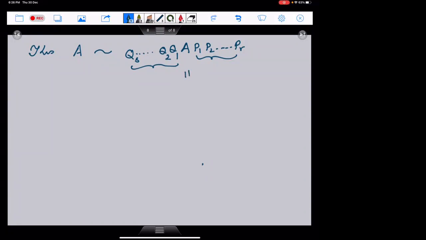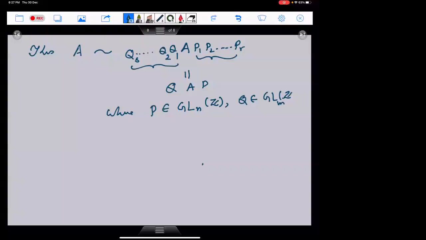So that means here I have multiplied A by a sequence of elementary matrices from either side. This can be thought of as Q times A times P, where we know each elementary matrix is an invertible matrix. P and Q belong to groups, the sizes may be different, so be careful. P should come from GL_N(Z), and Q should come from GL_M(Z). Am I clear here? Yes. So applying those operations is equivalent to this. We'll see some examples, of course.